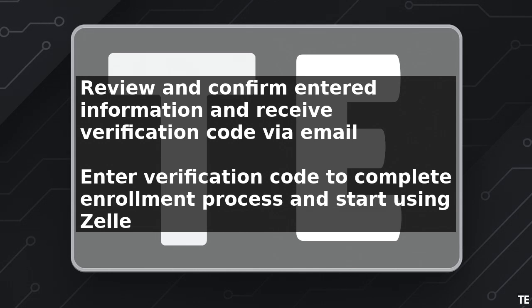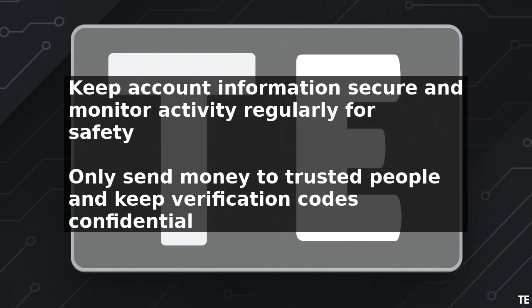You will then receive a verification code sent to your email address or mobile phone number. Enter the verification code to complete the enrollment process. You will then be able to use Zelle to send and receive money with friends, family, and others who have enrolled in the service. It is essential to keep in mind that to use Zelle, the recipient must also have enrolled in the service and have a bank account in the United States.